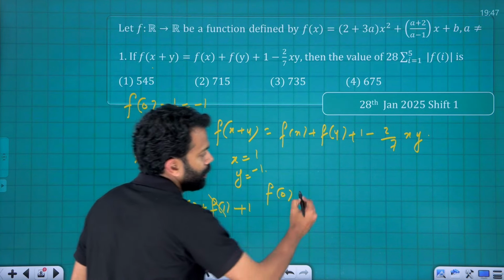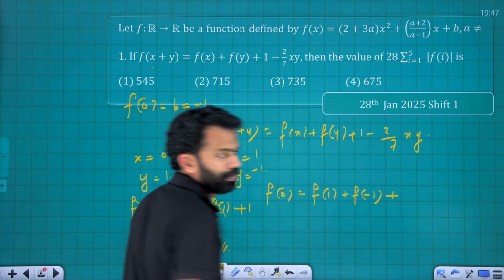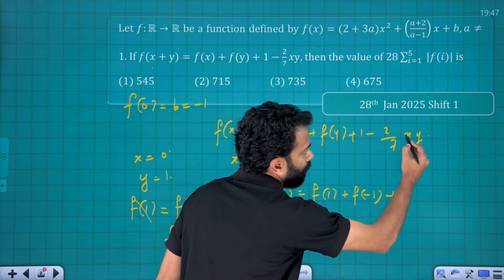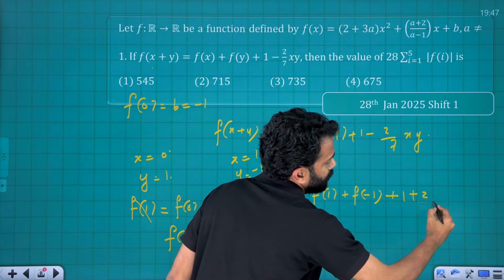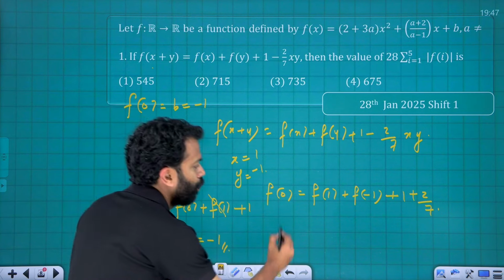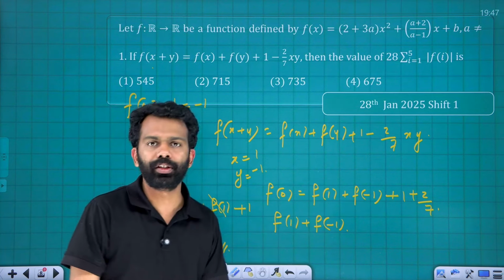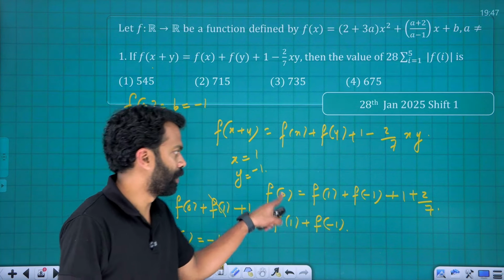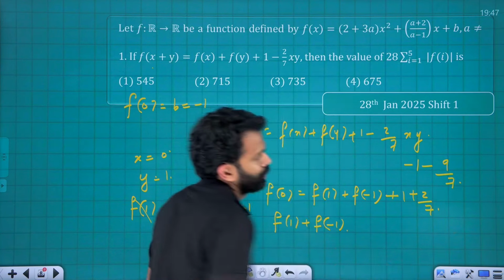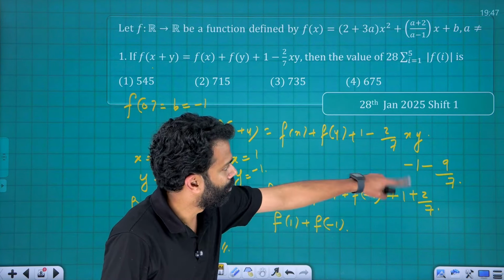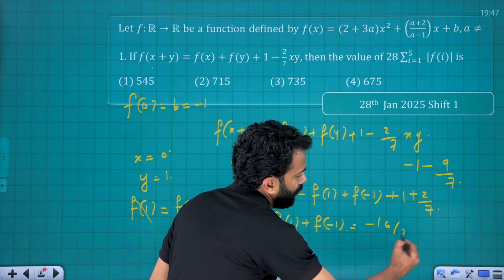F of 0 is equal to f of 1 plus f of minus 1 plus 1, plus 1 into minus 1, that is minus 1, and minus into minus is plus, plus 2 by 7. Okay. So, what is f of 1 plus f of minus 1? 1 plus 2 by 7 is 9 by 7, and this is minus 1. That is minus 1 minus 9 by 7, which will be minus 16 by 7. Therefore, f of 1 plus f of minus 1 will be minus 16 by 7.